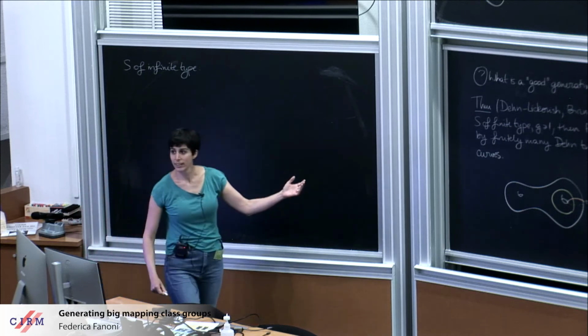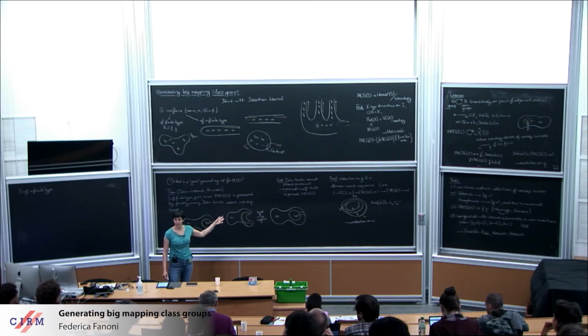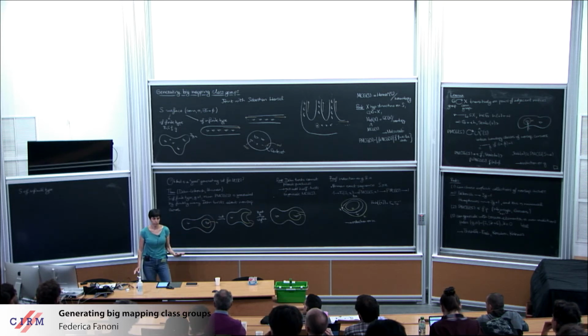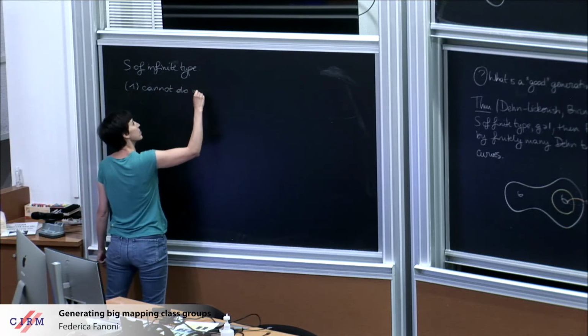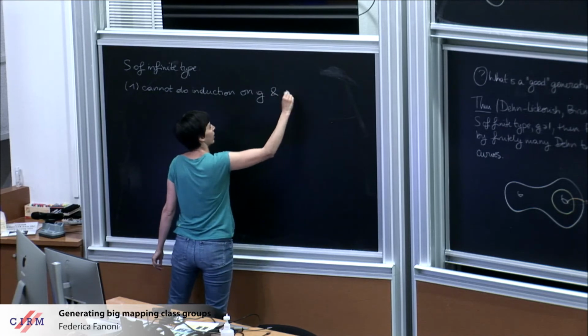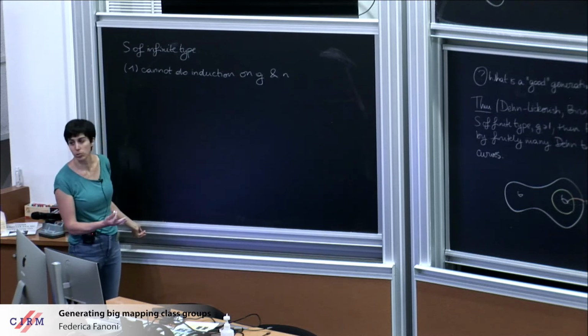Well, we could look, as usual, if we can try to push this proof and say something about infinite type surfaces, but as I was telling you, the proof goes by induction on genus and number of punctures. And if I have an infinite type surface, either the genus or the number of punctures, possibly both, are infinite, so that's not really going to work. I cannot do induction on genus and number of punctures. Okay, there's still maybe some hope that this result could be true anyways.